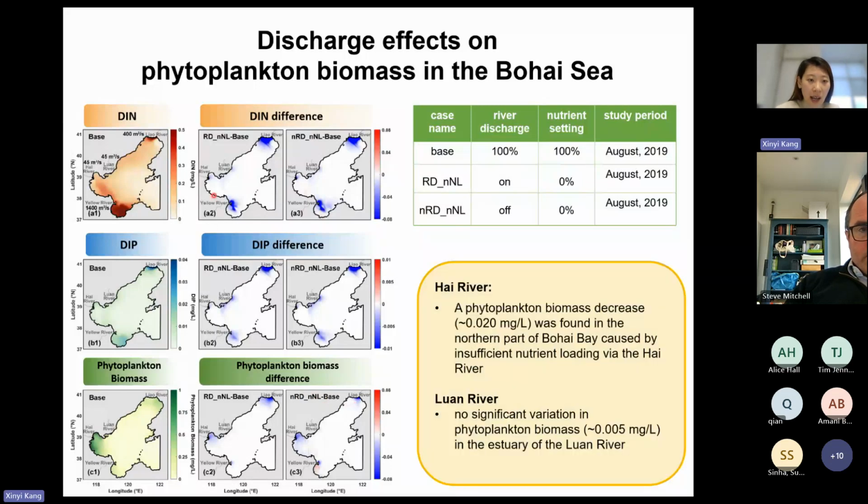And for the Hai River in the Bohai Bay, we also see that phytoplankton biomass decreased in the northern part of the Bohai Bay. This is caused by the insufficient nutrient loading via Hai River. And for the Luan River, we could see that there is no significant variation in the phytoplankton biomass. This is due to the very weak river flux and also lower nutrient loading from the Luan River.